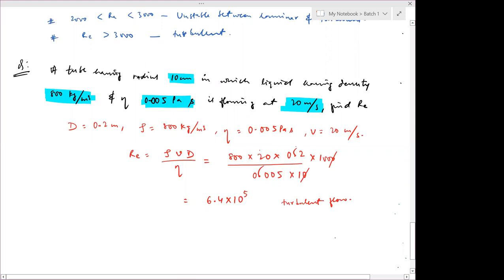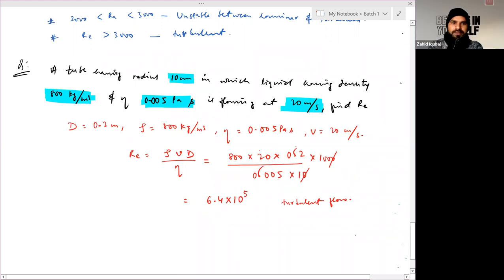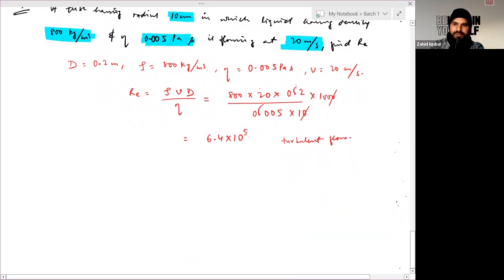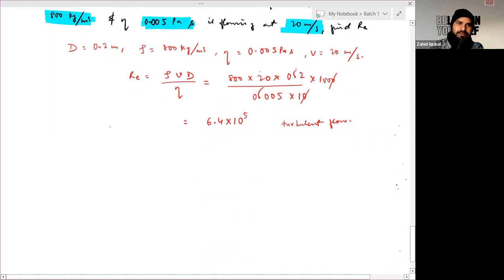Okay. In last class, I defined how to calculate Reynolds number and on the basis of which how to define different types of flow. Let me define its other relation.